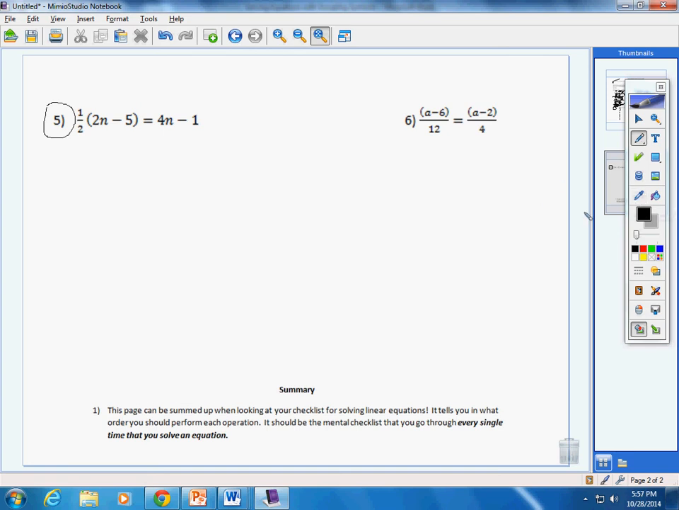Number 6. This is an interesting one. We have two fractions, and we have expressions on top of numbers. So we have a numerator that's an expression, and we have a denominator that's just a number. So this is probably different than we've ever seen. Let's look back. Since we're solving an equation, let's still use our checklist. It works every time when you're solving an equation.